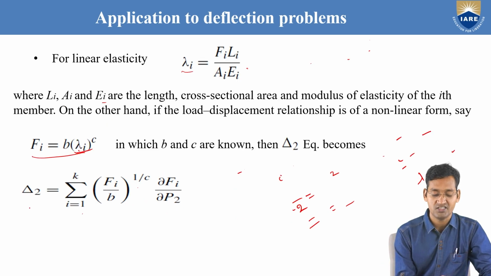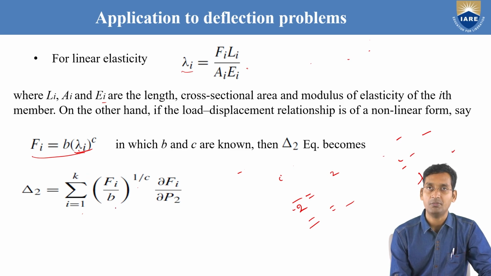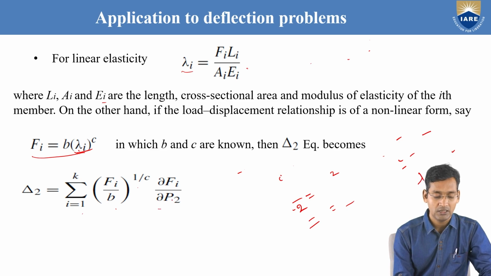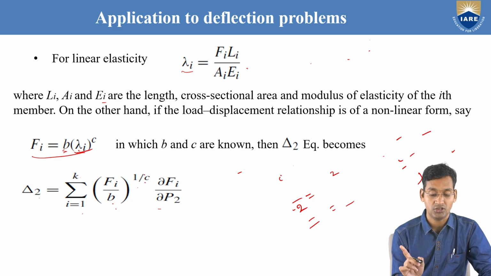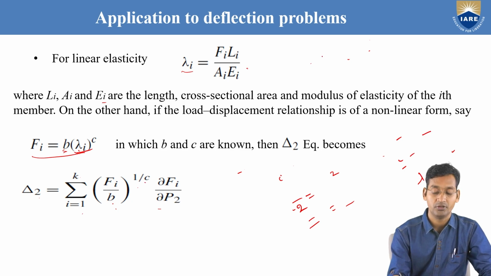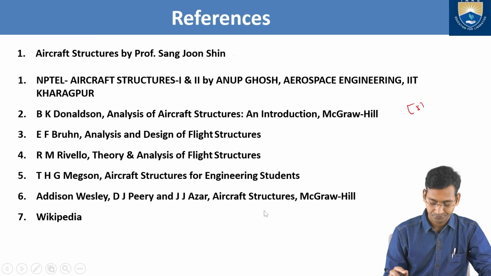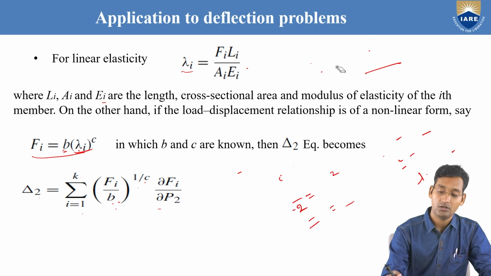So after finding that, what you will get? Delta 2 equals the sum i equals 1 to K of (Fi by B) whole power 1 by C, dou Fi by dou P2. So for B, this will be delta B, sum i equals 1 to K, (Fi by B) power 1 by C, where B is a constant, not that particular point B, according to the given question. If suppose the same example I gave, F equals 5 lambda power 4, from there you can find lambda and substitute, and then here this will be dou Fi by dou PB. The same thing you can do for D also.